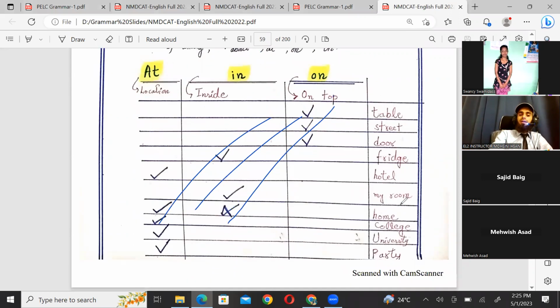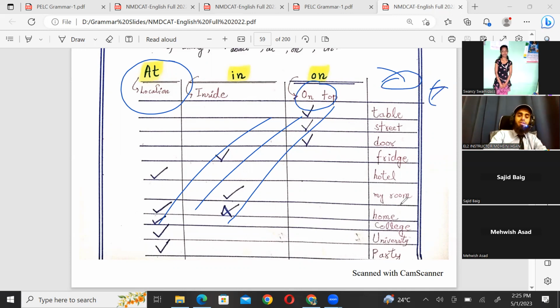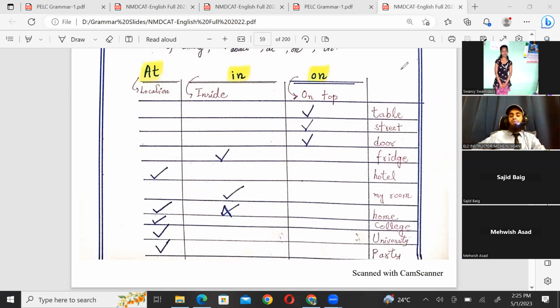So not on. But if you keep something on the table, like the phone is on the table, the laptop is on the table, then you can say on. But if you are waiting in front of the table, then you would not say on, because on means above. You are not sitting above the table. You are sitting on the chair, so you are supposed to say at the table. Yes, good.